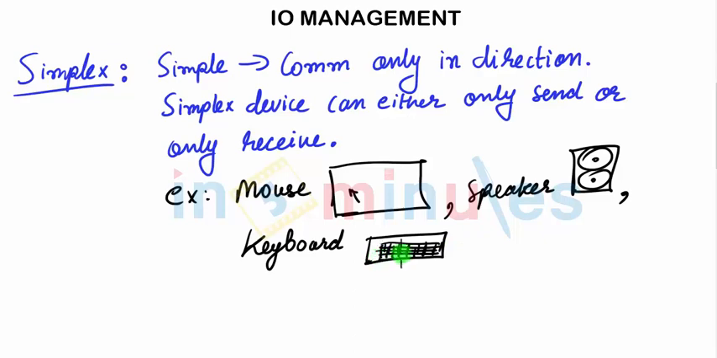These are basic devices, and this is a basic transmission technique, the most simple, hence called simplex. It can only get you data or only allow you to send data. So the basic way to remember: simplex is a simple one-directional communication.